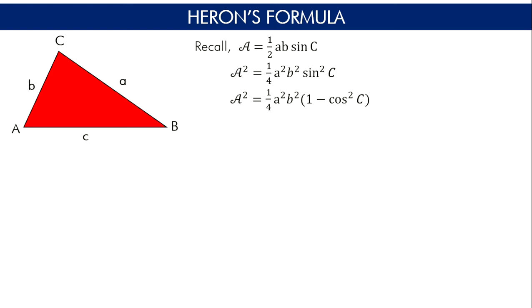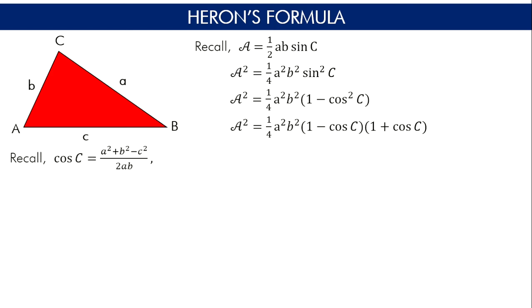And 1 minus cosine squared C can be expressed as 1 minus cosine C times the quantity 1 plus cosine C. Now, let's identify the values of 1 minus cosine C and 1 plus cosine C. If you recall the law of cosines, cosine C is equal to a squared plus b squared minus c squared all over 2ab. If we add 1 to both sides, we have 1 plus cosine C equal to 1 plus a squared plus b squared minus c squared over 2ab.